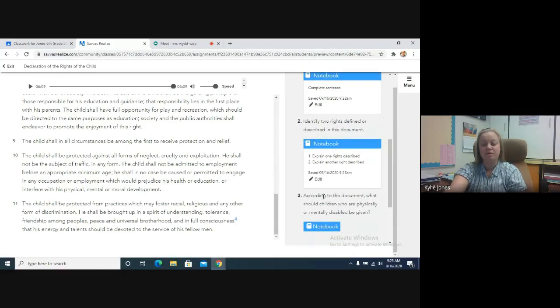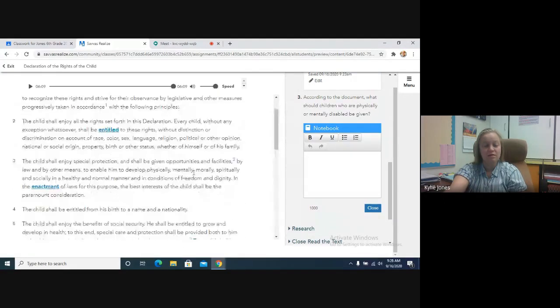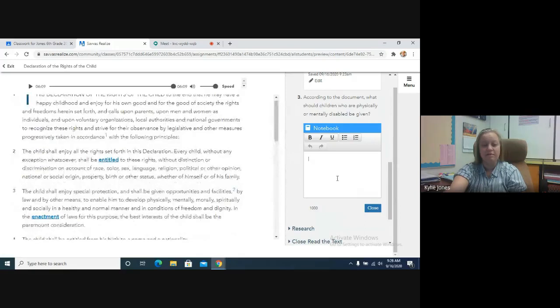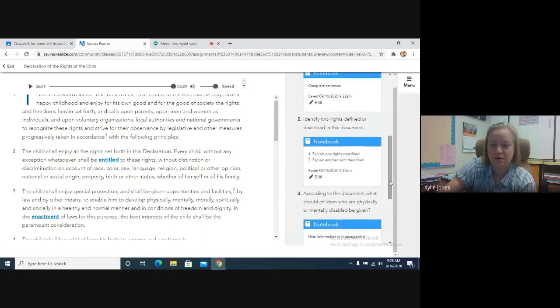And our third one, there is a section on this. According to the document, what should children who are physically or mentally disabled be given? Your hint here is that the information is in paragraph 6. Answer that one. Okay, so there's 3 questions there. There's all of the hints and explanations.